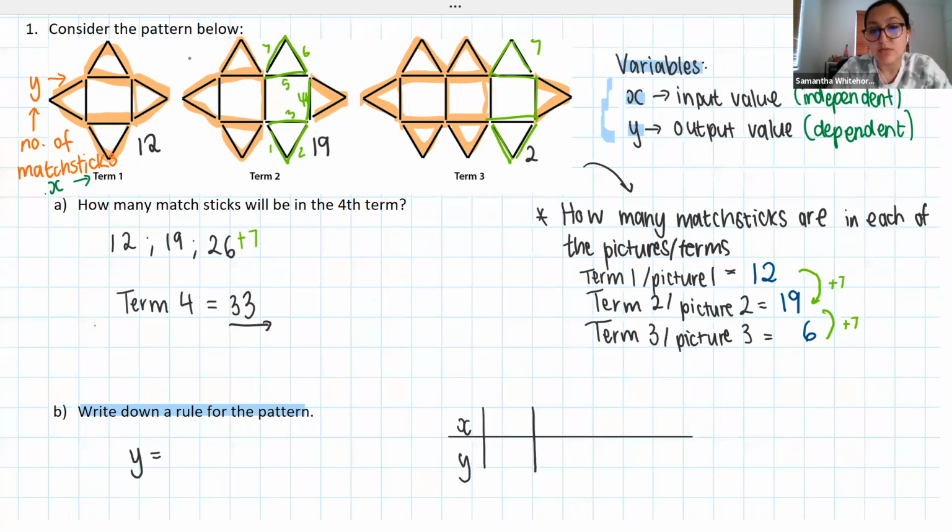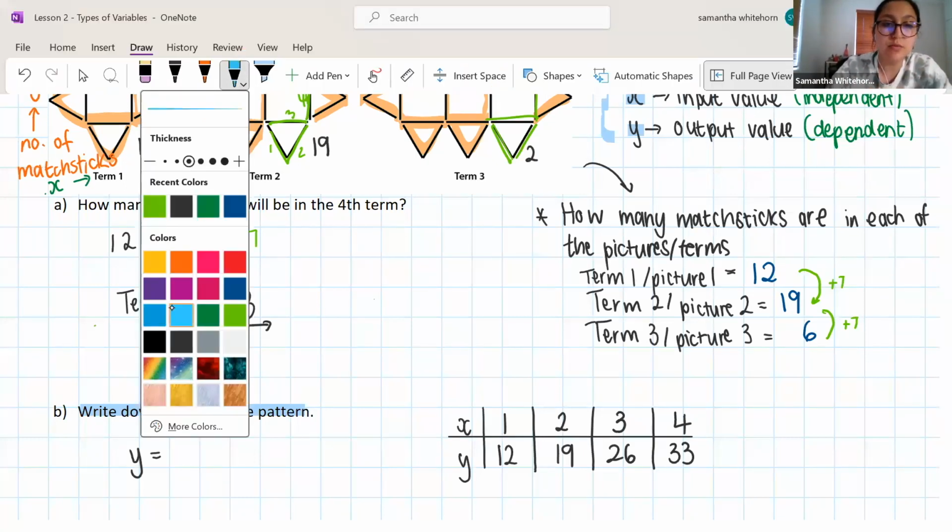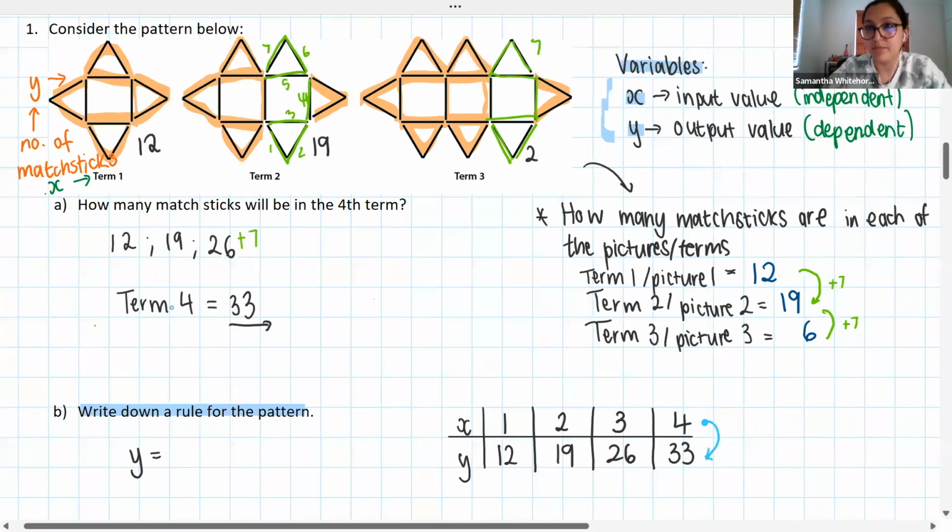Our x values, remember, represent the position of my term, or in this case, which picture I'm talking about. So term 1 or picture 1, term 2, picture 2, 3, 4, etc. We know that picture 1 had 12 matchsticks, picture 2, 19, etc. We've worked the rest out. So what we are trying to achieve here is we are trying to find a rule that allows us to get from x to y.